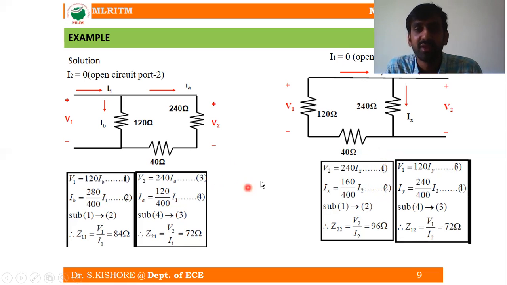Now again, as we have done in the previous one, substituting this equation number 1 in equation number 2. If we substitute this equation number 1 in equation number 2, what do we come across? From equation number 1, we can come across the value of Ix. What is the value of Ix from equation number 1? V2 by 240. So in equation number 2, instead of Ix, I am substituting V2 by 240.